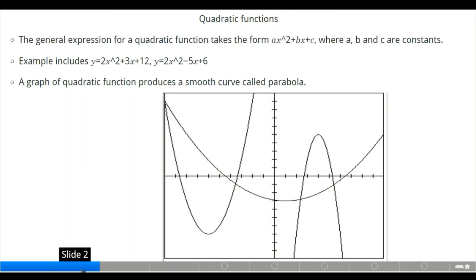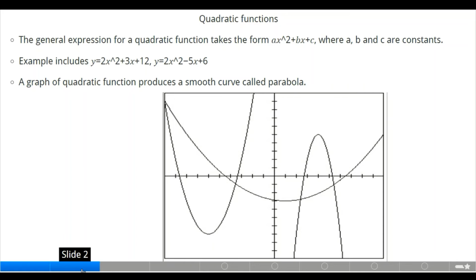Now we have examples of how quadratic equations look. y = 2x^2 + 3x + 12. That's an example. Another example is y = 2x^2 - 5x + c. In this type of example, we have to use our quadratic equation formula. a is going to be 2, b is 3, and c is 12 for the first illustration.